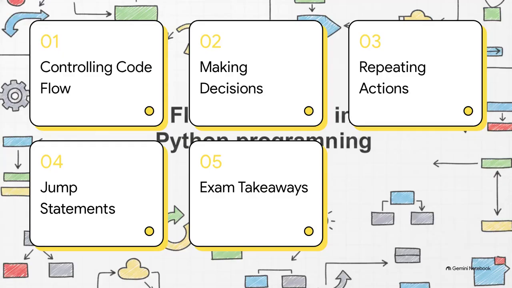Let's get into it. Okay, so here's our roadmap for the trip today. First up, controlling the code flow. Then, making decisions with conditionals. After that, we'll look at repeating actions with loops. Fourth is jump statements, specifically break and continue, and we'll wrap it all up with essential exam takeaways.